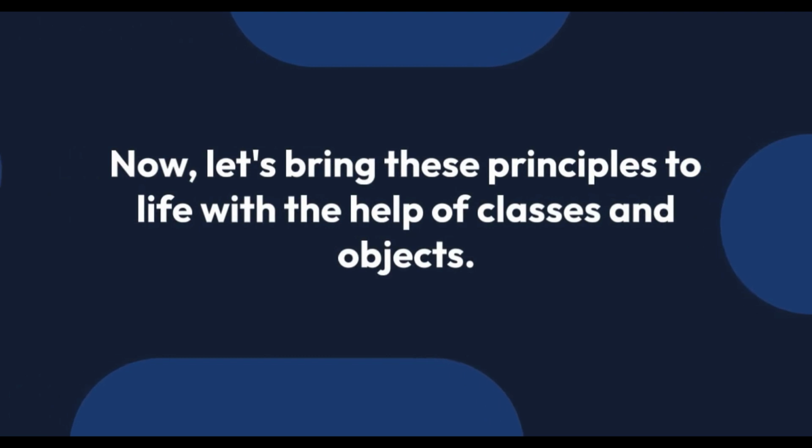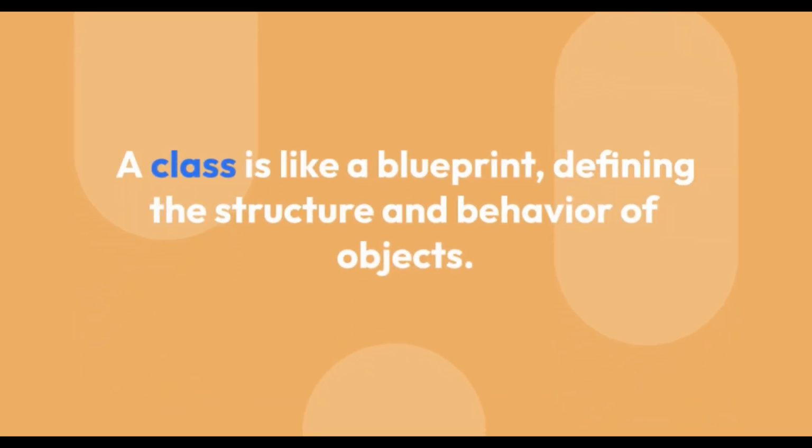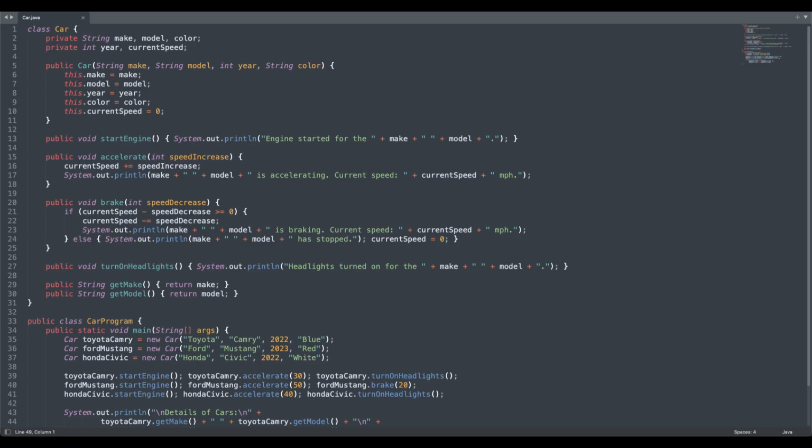Now, let's bring these principles to life with the help of classes and objects. A class is like a blueprint, defining the structure and behavior of objects. Here, we have a simple car class in Java. It has attributes like make and model, and methods like startEngine and accelerate.